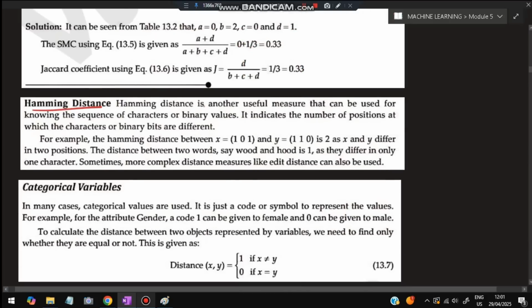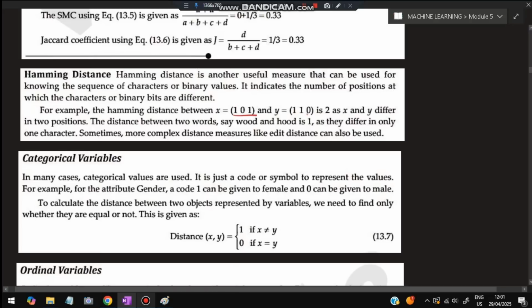Now Hamming distance is nothing but what is the change that happened. Okay, 101 is here, 110 is here. So 1 and 1 are the same, no need to do anything. 0 and 1, there is one change. 1 and 0, another change. So the answer is 2. Hamming distance is 2.